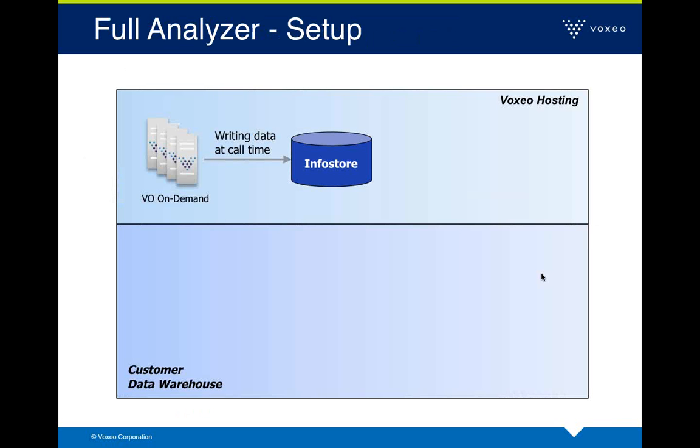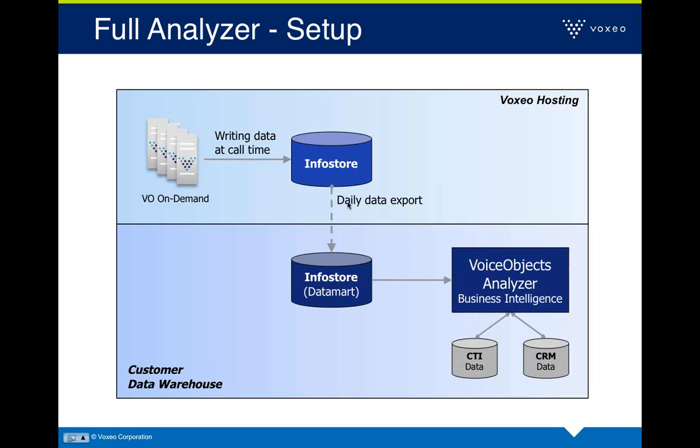Now, for the full analyzer setup, again, to recap on that, we do write to our hosted InfoStore, so we capture all that data that you get out of InfoStore. But you, on your premise, need to have another database environment into which you basically import the daily data exports that you get from Evolution. So you import them into your local InfoStore, which can be a SQL Server or an Oracle or a Postgres or any of those supported. And then you have your VoiceObjects Analyzer BI environment and point that to your local data warehouse. And then you can essentially also incorporate other data sources into consolidated reports here.